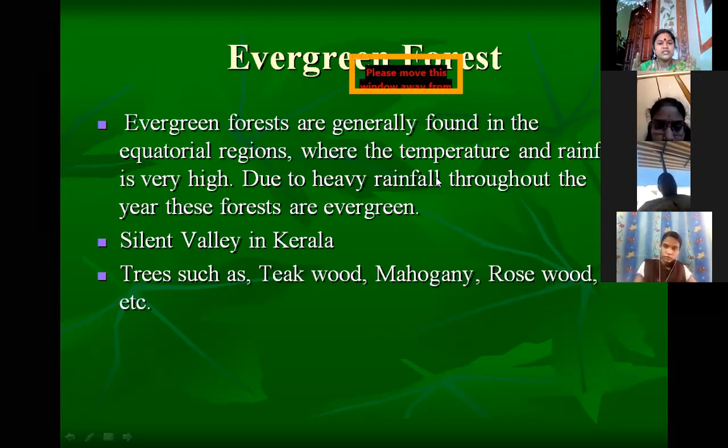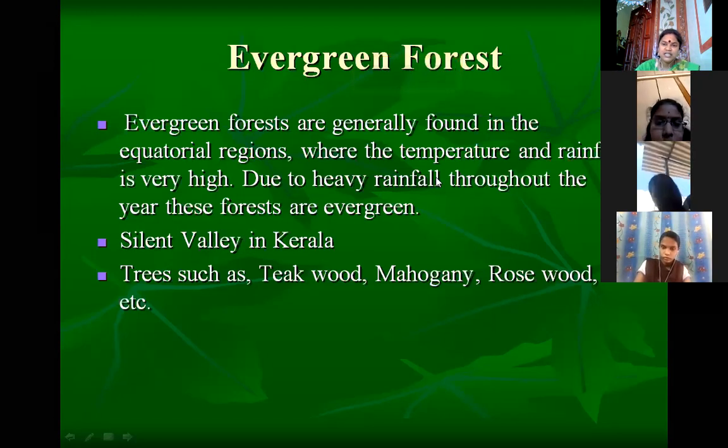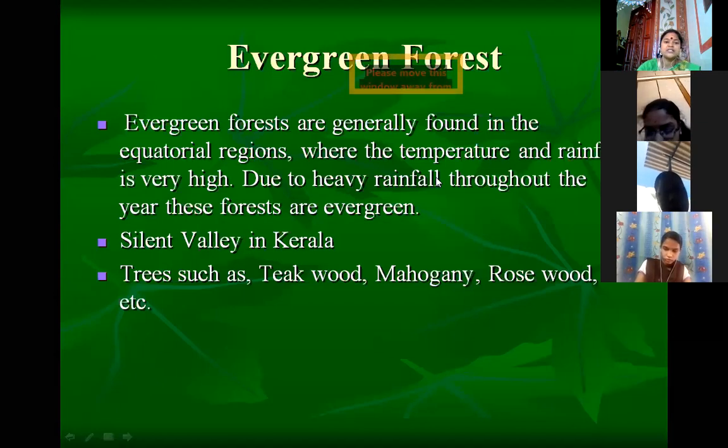So it remains evergreen. Okay, so it is called evergreen forest. An example we could say is Silent Valley in Kerala. Kerala is the spicy state, the spice garden of India, and we could see evergreen forests there in Kerala. And trees such as teakwood, mahogany, and rosewood are found there.